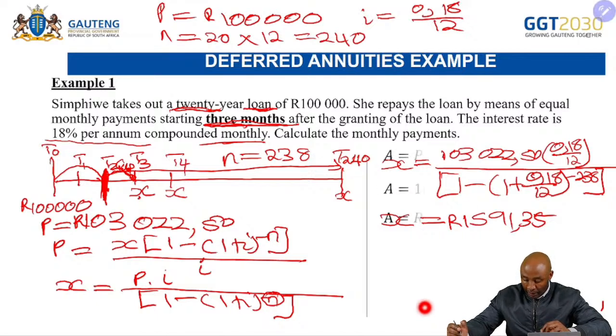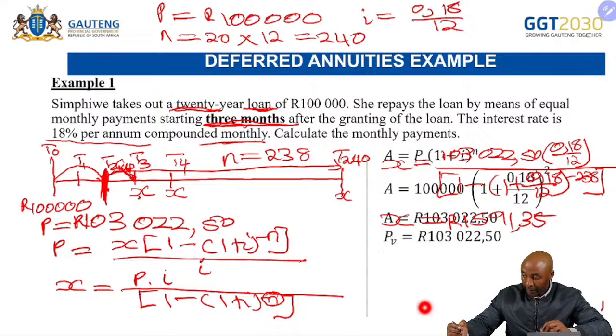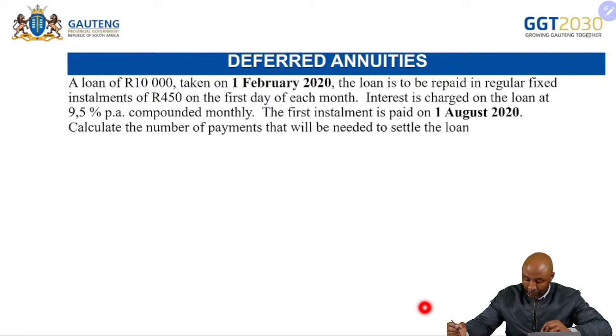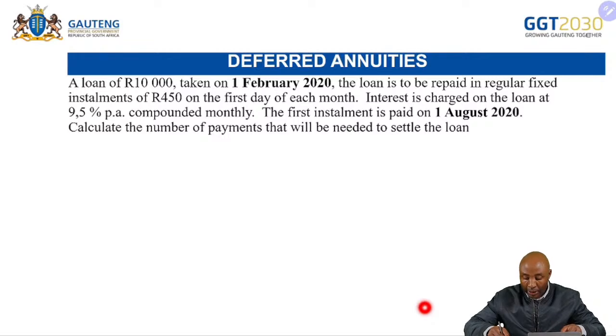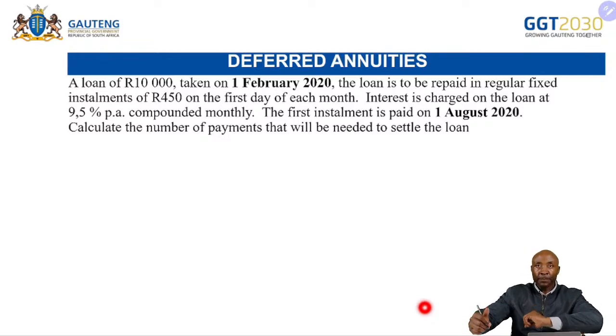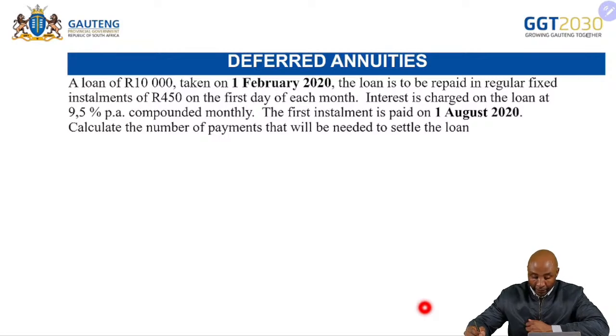We move on to the next one. Let's move on to the next one. I will quickly give you 2 minutes to try and come up with a timeline to interpret this scenario, and also try to do the calculations for the answer that we are going to have there as the number of payments that will be needed to settle the loan. 2 minutes.